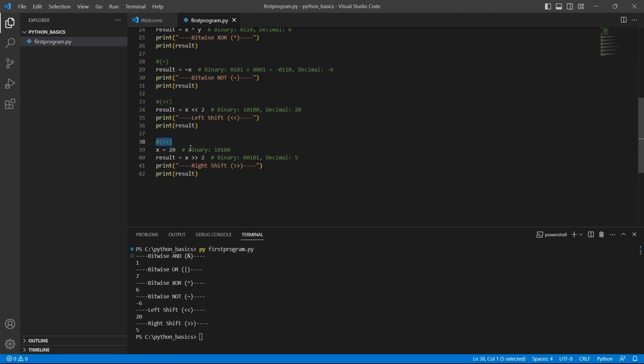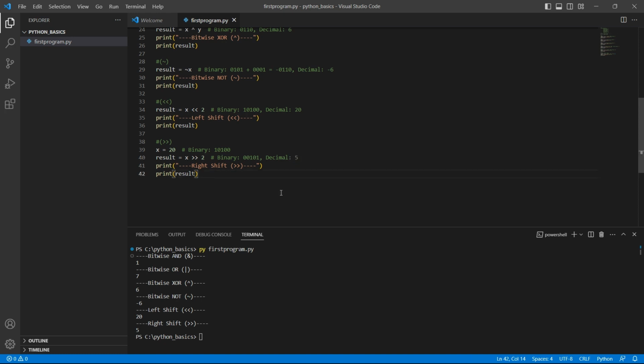Right shift shifts the bits of a number to the right by a specified number of positions. This operation effectively divides the number by 2 raised to the power of the shift amount. Here x is assigned with the value 20. In binary, it is 10100. When we apply right shift, the binary output would be 00101, which in decimal is 5.